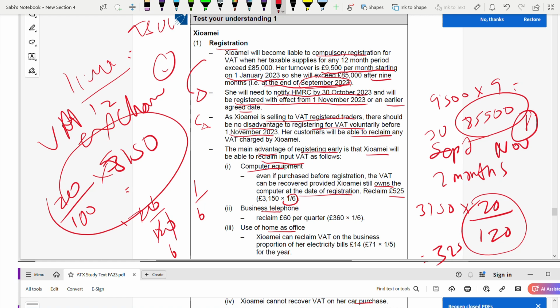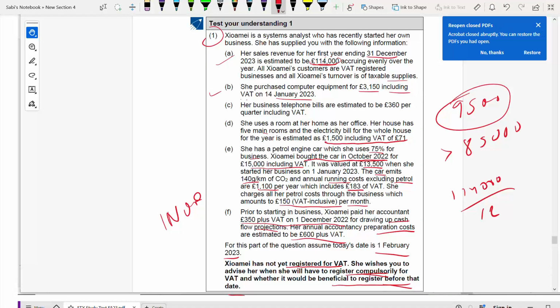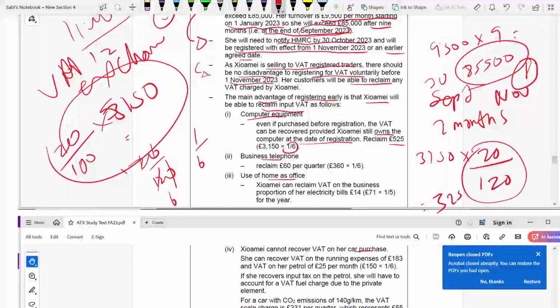Coming to business telephone. So this is done. Business telephone is 360. This is also including VAT. 360 per quarter, so this is also 360 into 20 divided by 120, that is 60. You can reclaim 60 per quarter. You have to write whether it's per month, per quarter, or annual. You have to write it like that. Next, use of home as an office.